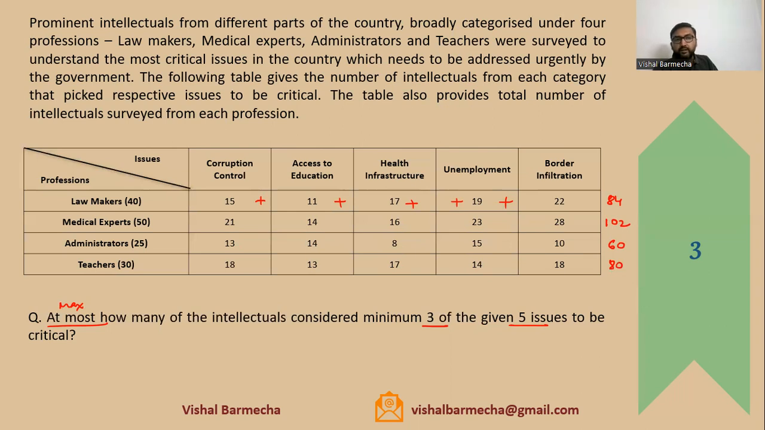So try to understand. लोग सिर्फ 40 हैं. There are only 40 lawmakers, but combine these 40, they have voted different issues separately, which adds up to 84 critical issues. Issue 5 ही है, right? But out of the 40, based on the number of times they have considered an issue to be critical, वो number आ रहा है 84, right?